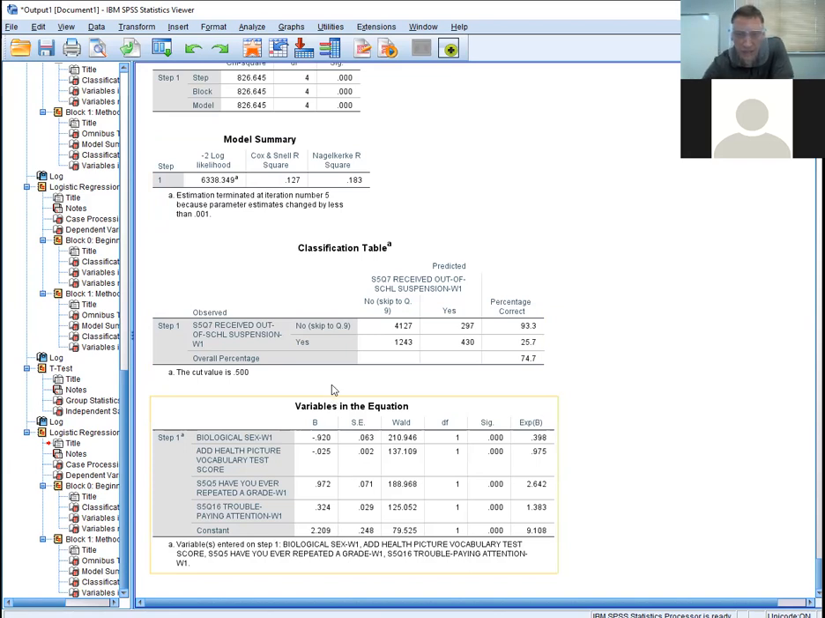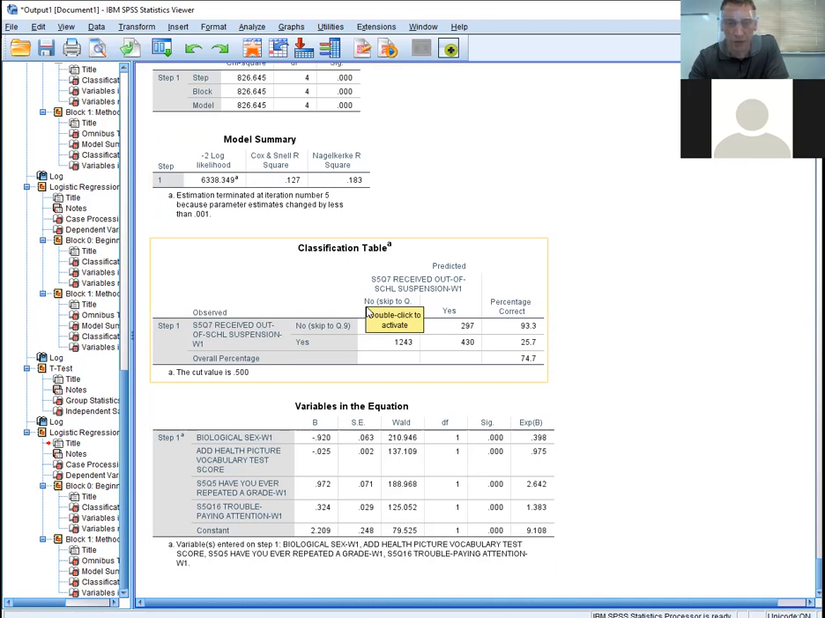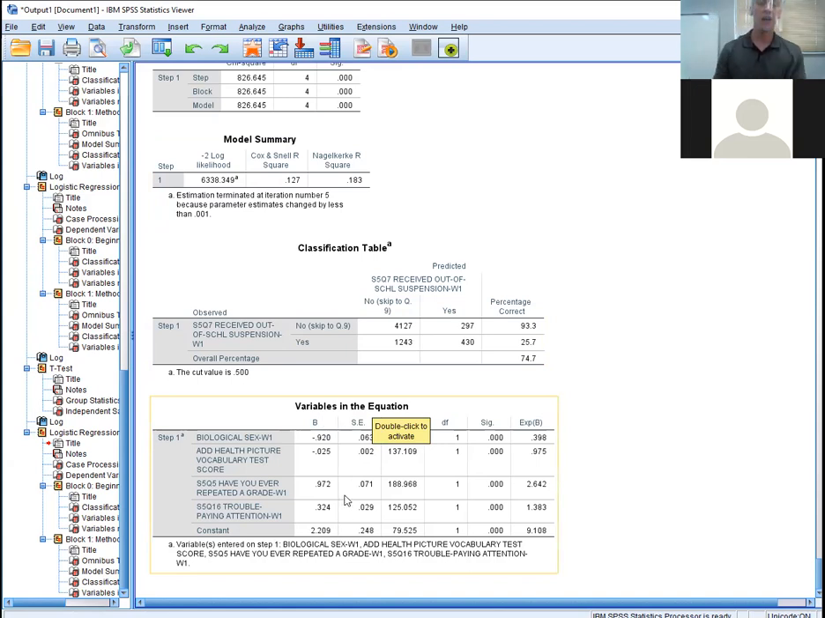Then we have down here the classification table, not too important right now for our purposes. We want to look at the variables in the equation. This table looks very similar to what you see for linear regression. The big difference is this exponentiated B column. This is the effect on the odds, rather than the log odds, and the log odds is not really intuitively interpretable because it's a weird scale.